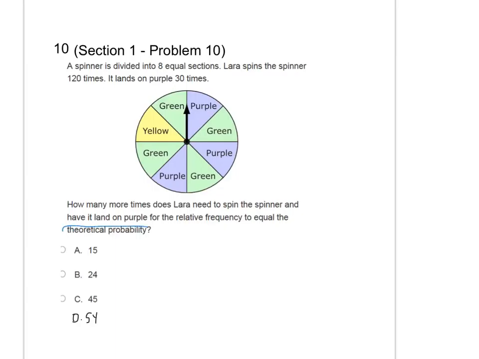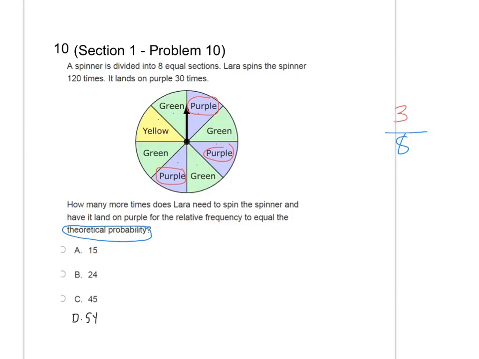Well, first off, what does theoretical probability mean? Well, if we see that there are 1, 2, 3, 4, 5, 6, 7, 8 total spaces, so there's 8 options, how many of them are purple? Well, in this case, we see that there's 1, 2, 3 purples.